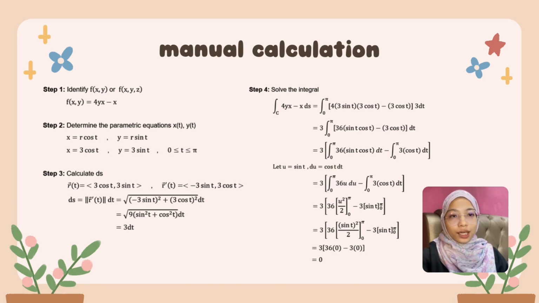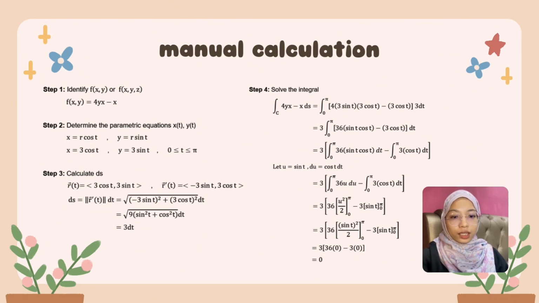Step 3. Calculate ds. The parametric vector equation is (3 cos t, 3 sin t). Then I differentiate the parametric vector equation and get (negative 3 sin t, 3 cos t). The formula to calculate ds is the magnitude of r prime t dt. So the answer for ds is 3 dt.